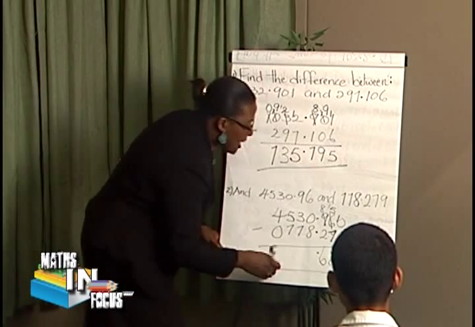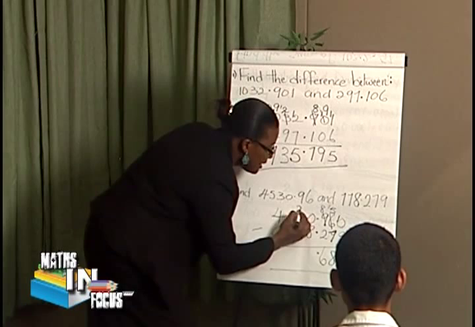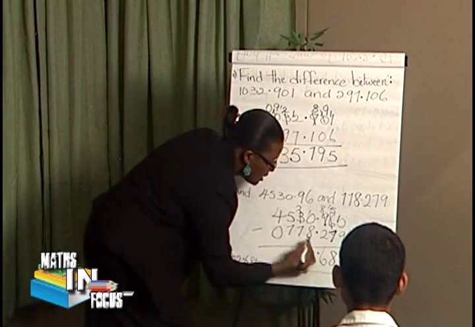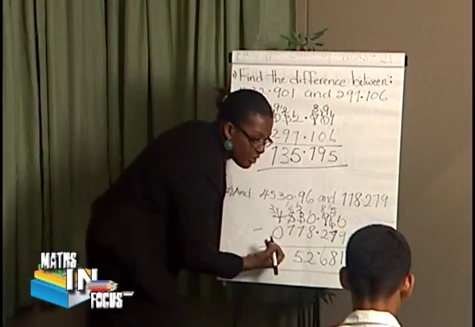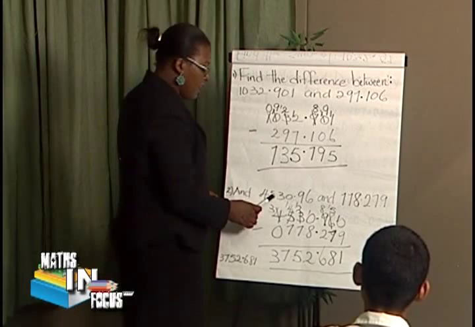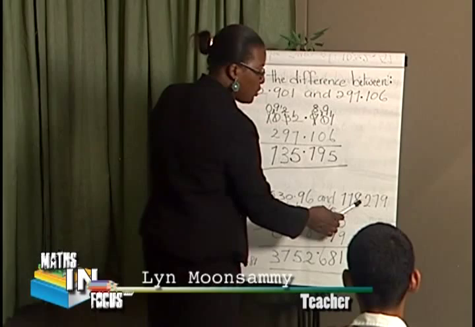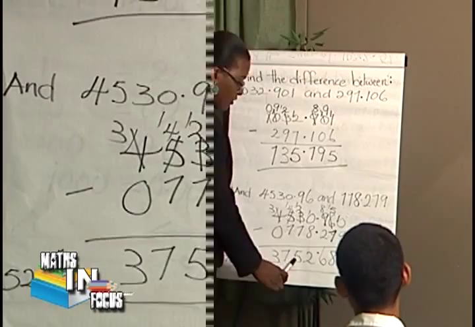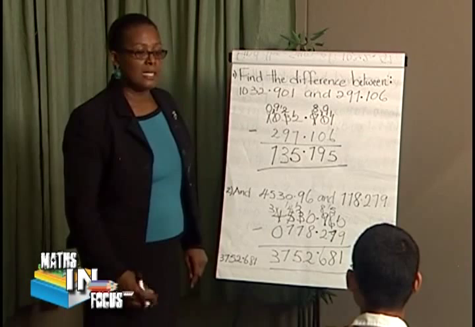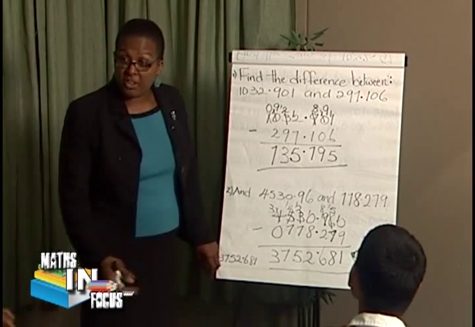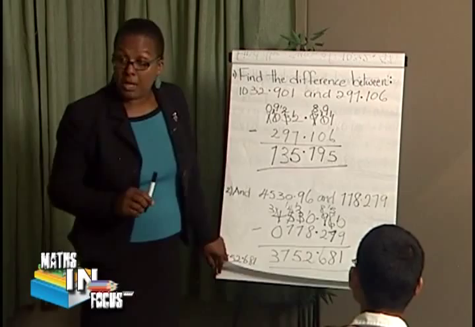Good. Again, we're faced with the 8 and 0. So we go ahead and take again. If we take it out of 10, we're left with? We take again 7 taken out of 12. We take again 7 taken out of 14. 7. And nothing from 3 would leave us with 3. So the difference between 4530.96 and 778.279 is 3752.681. So there we have learned how to add and subtract decimal numbers, and we've also learned how to make use of equivalent decimals. And if you've noticed, zero plays a very important role.